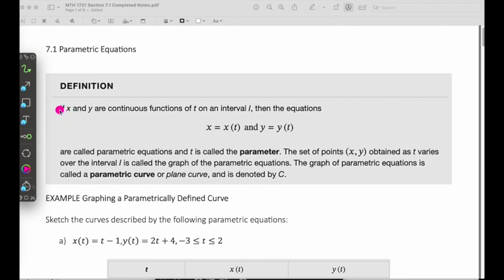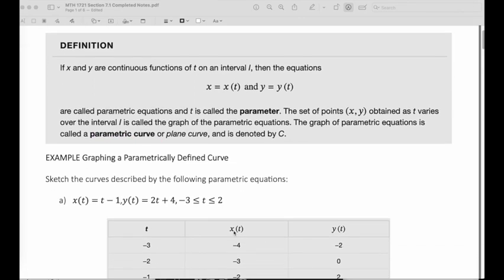Here's our official definition. If x and y are continuous functions of t on an interval I, then the equations x equals x of t and y equals y of t are called parametric equations, and t is called the parameter. So this describes some kind of curve in the xy plane, but it's represented in a different way that we're not used to. We're still going to have sets of points x, y, but we obtain those values of x and y as t gets bigger and bigger. And the graph of the parametric equation is called a parametric curve.